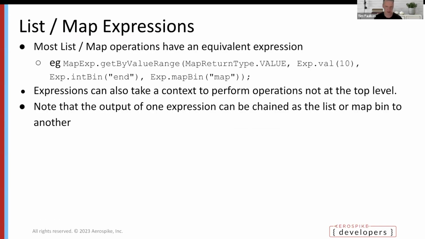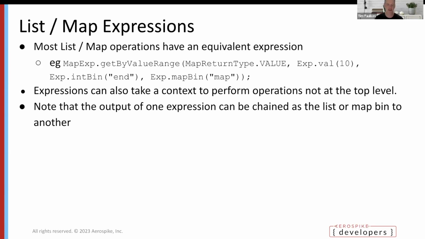We can also do list and map expressions. If you're used to Aerospike's lists and maps, you'll know they can be nested hierarchically, and I can have maps within maps and lists within maps and so on. I can do these at any level. There's a set of operations, I've got my map operations and my list operations to manipulate them. Those operations are mirrored in the expressions.